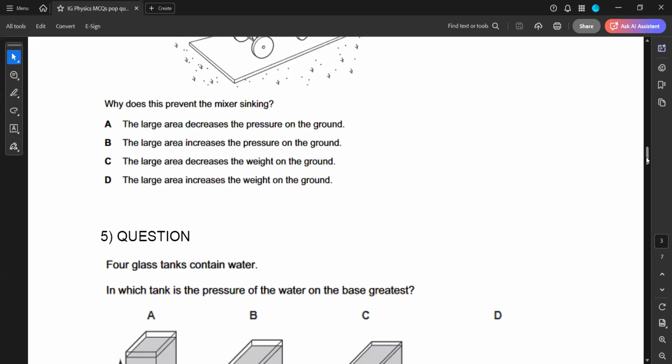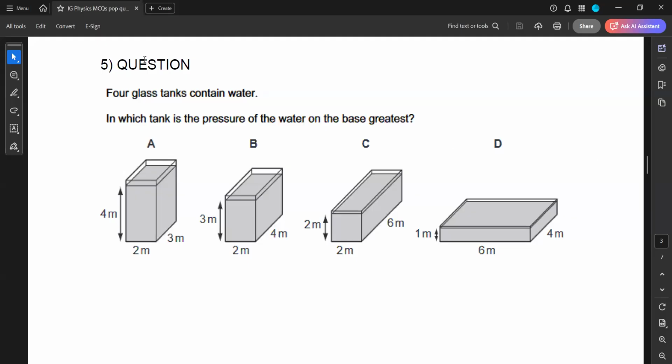Question 5, any doubt? At which tank is the pressure of the water greatest? Pressure exerted by a liquid depends on the density of the fluid, the gravity and the depth. The deeper we go inside the fluid, the higher the pressure. So which has the greater depth? This is 4 meter depth, this is 3 meter, this one is 2 meter, and this is 1 meter depth. So A has the greater depth, and the greater the depth, the greater the pressure exerted by the liquid.